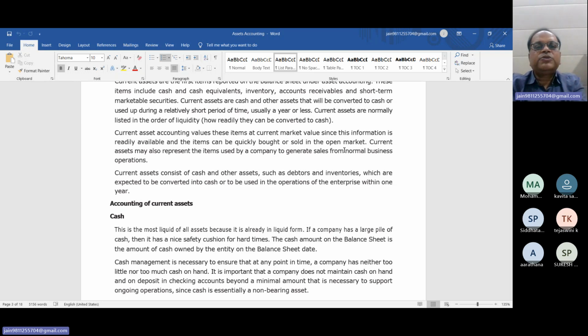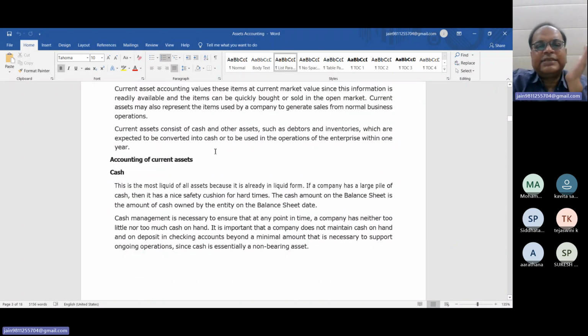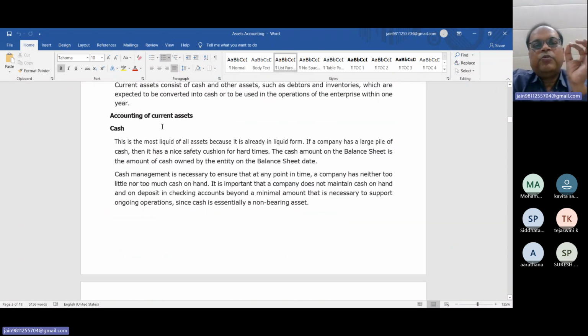The current asset may also represent the items used by the company to generate sales from normal business operations. Again, same concept. Now they explain one by one the components of the current assets. Number one is cash. You all know what cash is. This is the most liquid of all the assets because it is already in liquid form.